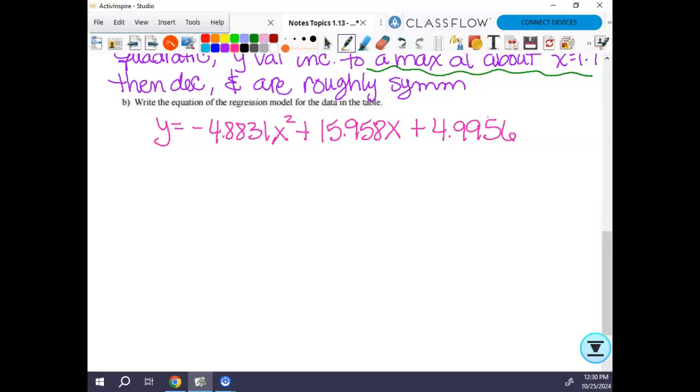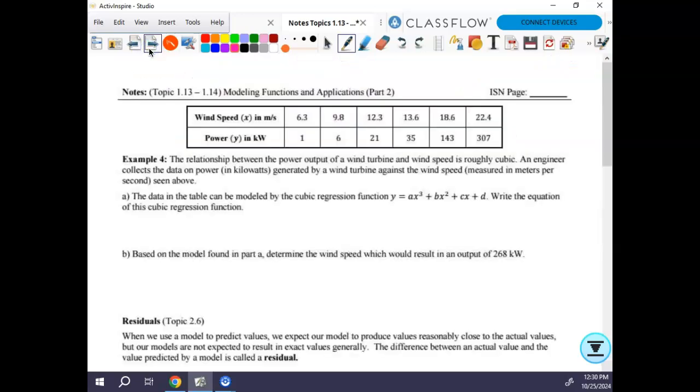Okie dokie. We all good on this one? Yes? Okay. So this one's also going to go on page 46, I think. That's what it is.